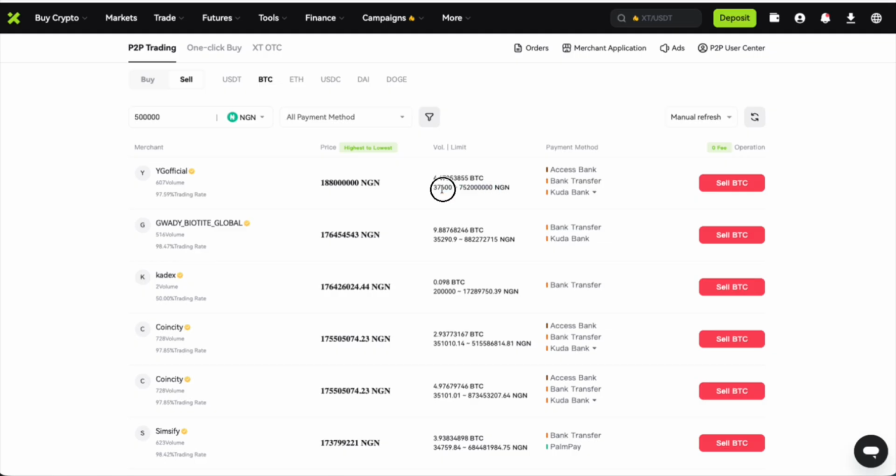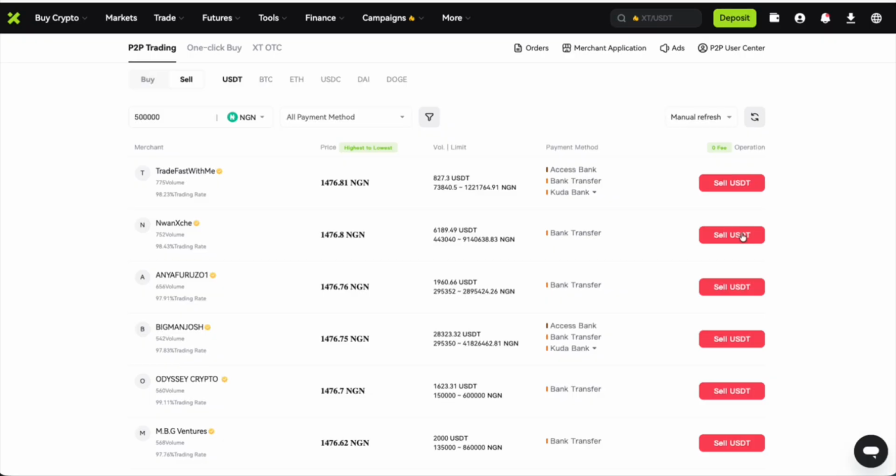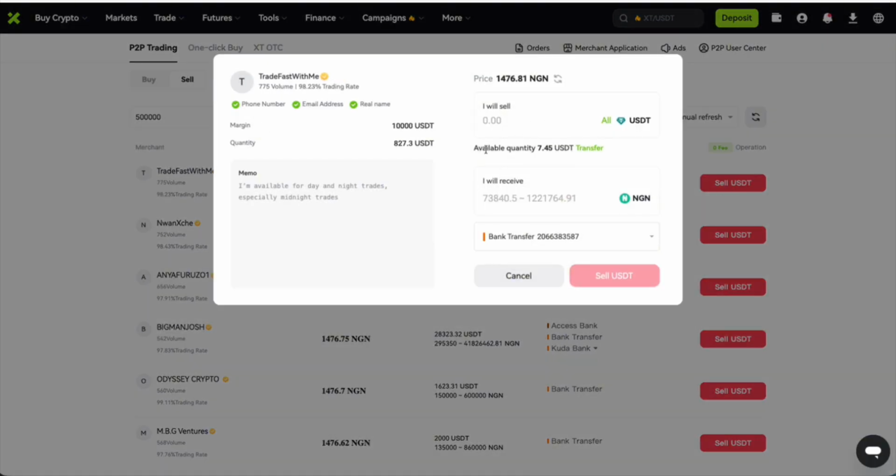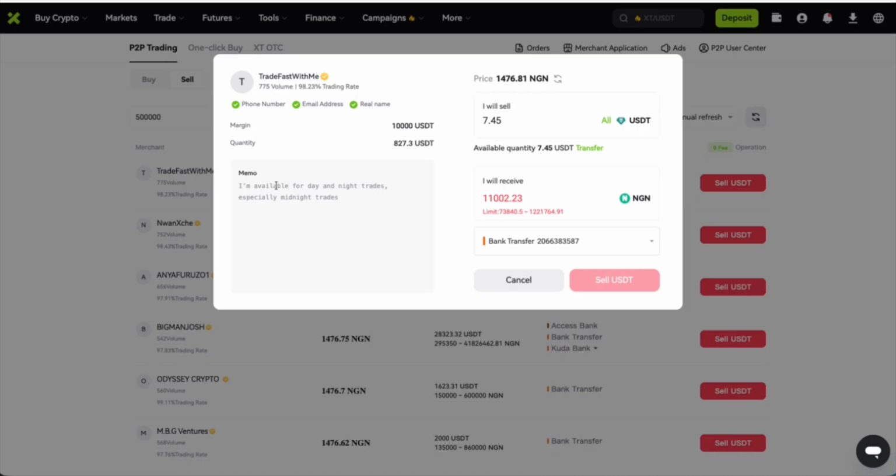This person is ready to buy from 36,000 up to 752,000. So you can go ahead and sell to this person, and if it is USDT, the same thing. It means that the USDT is in your account already. So you just go ahead and click on sell, and once you click on sell, the available balance you have on your USDT will be showing right here. The person says I'm available for day and night trades, except especially midnight trades. So this person is available, and then we'll just go ahead and click on sell.